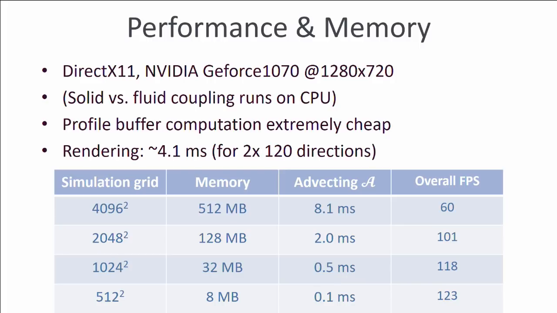What is a cost factor is the simulation grid. We saw a 4K by 4K grid now that takes 8 milliseconds. But if you reduce the grid size, then it gets increasingly faster, and the memory also goes down. But of course you have to pay a price for this, right?